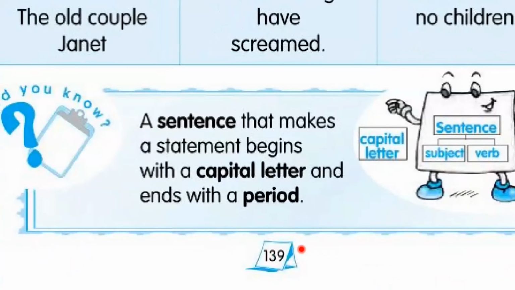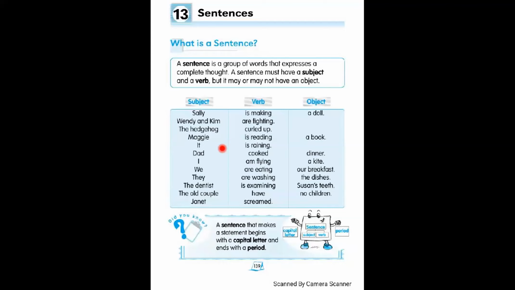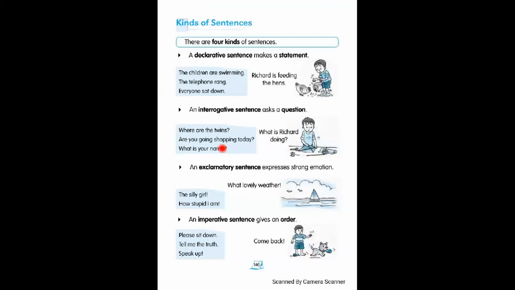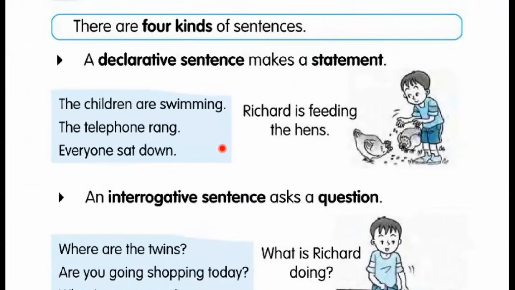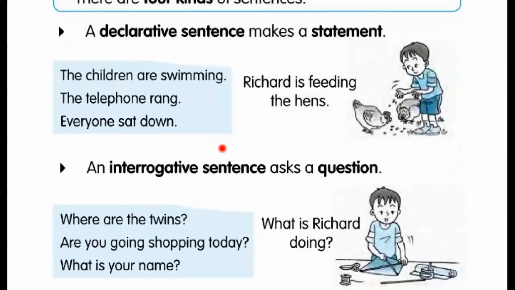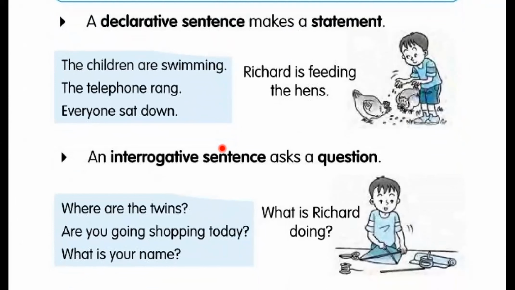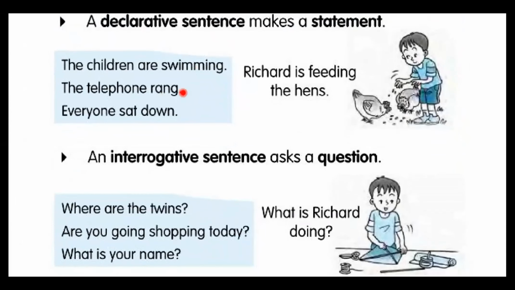A sentence that makes a statement begins with a capital letter and ends with a period. Kinds of sentences. There are 4 kinds of sentences. A declarative sentence makes a statement. The children are swimming. The telephone rang. Everyone sat down. Richard is feeding the hens.